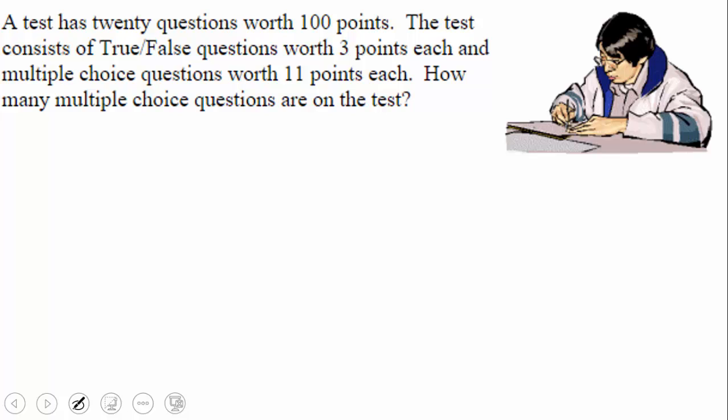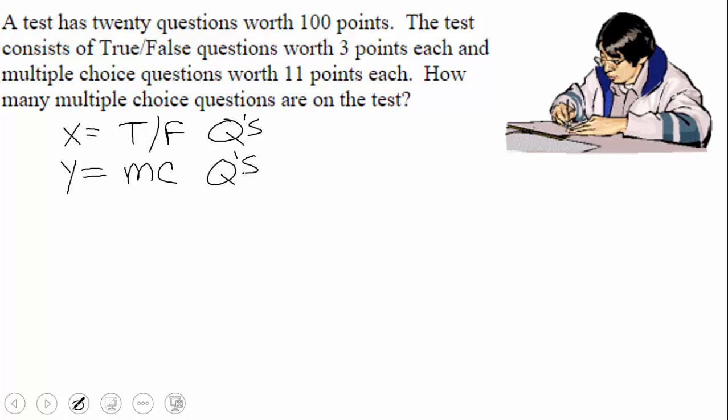So again, I'm going to define my variables. x is going to be my true-false questions, and y will be my multiple-choice questions. And I know that if I take the 2 and add them up, that's 20 questions. So the number of true-false questions plus the multiple-choice questions is equal to 20 questions, right?